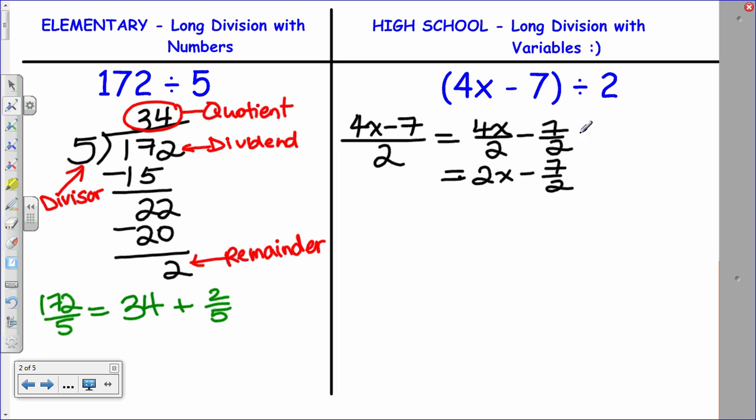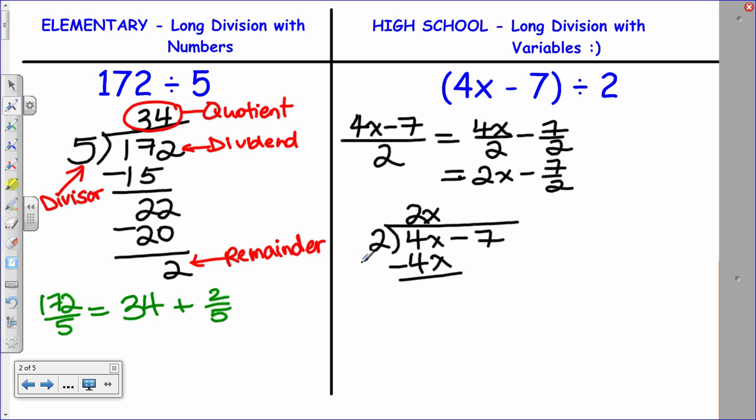Well, could we approach this division question in the same way that you would approach it in elementary school? And the answer is yes, we can. So let's do this exact same question using this form here of dividing into. So we're going to take 2 and divide it into 4x minus 7. So above the linear term, what needs to be multiplied by the 2 to make a 4x? Well, I need to multiply it by 2x. And so 2x times 2 is 4x.